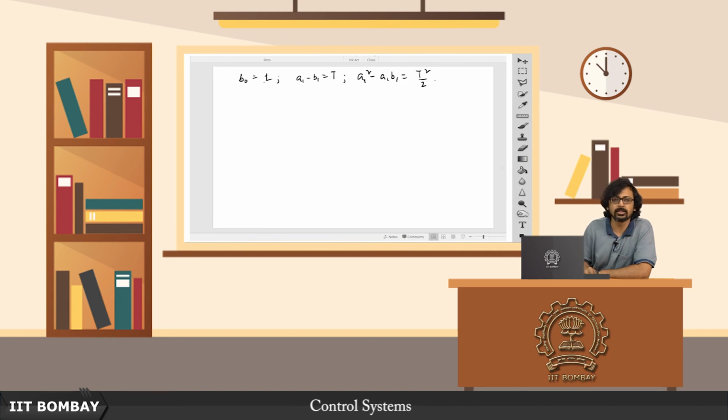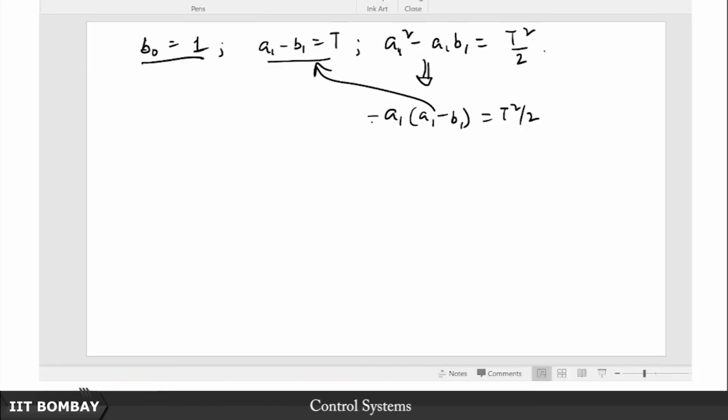So I have these 3 equations, 3 unknowns. Of course one is already known here. What about the second one here? Notice that in this equation I can pull out this a1, and then it becomes a1 minus b1 is equal to t squared by 2, but this I know from here, so I am going to just plug in this: a1 times t is equal to t squared by 2. Yeah. So now this t cancels because t is not 0.